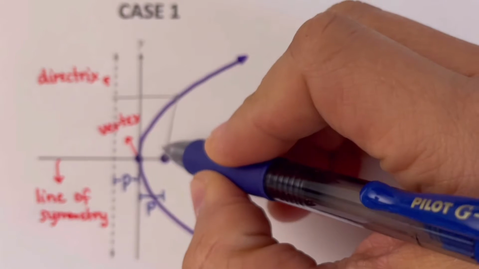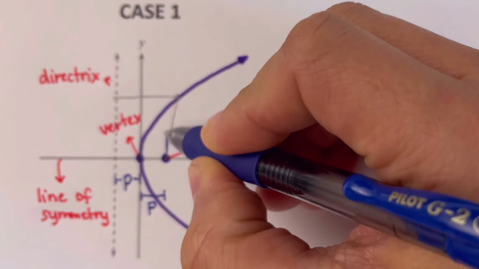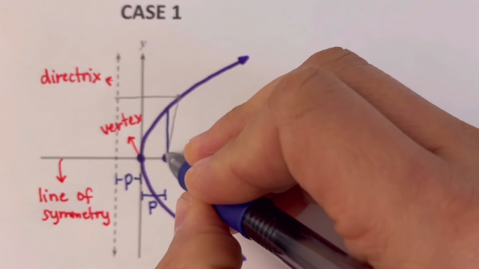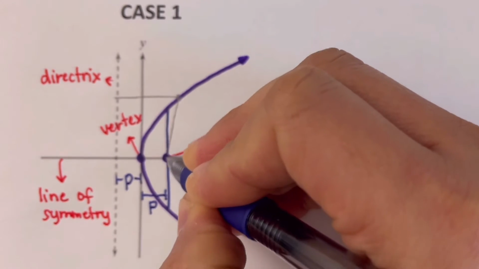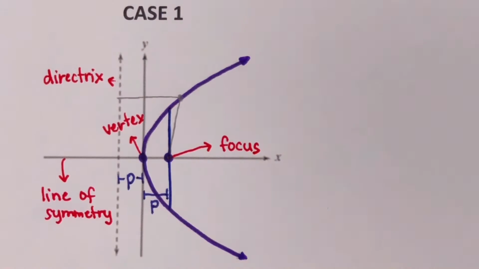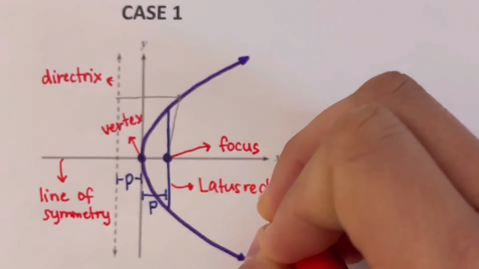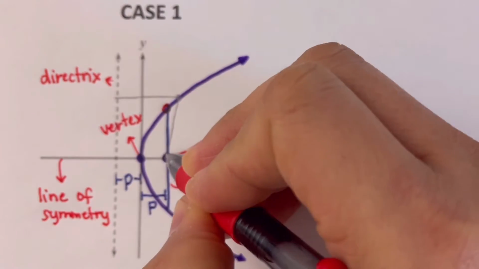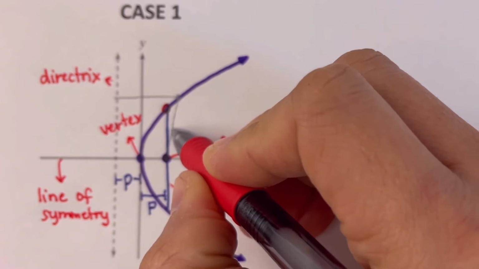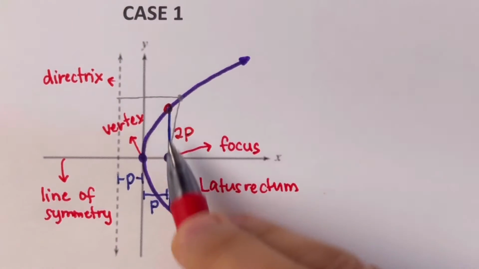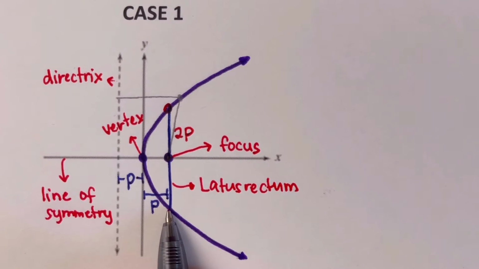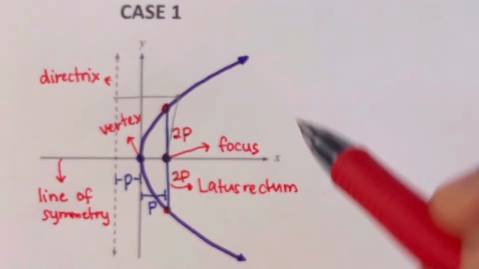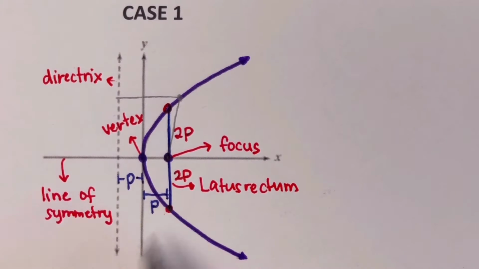Now, we also remember that if we draw a line perpendicular to the line of symmetry passing through the focus, this is what we call the latus rectum. So I'm just going to label that up here. Now, we remember that the distance from one of the endpoints of the latus rectum to the focus is 2p. And the distance from the other end of the latus rectum to the focus is, again, 2p. So pretty much the length of the latus rectum is 4p.